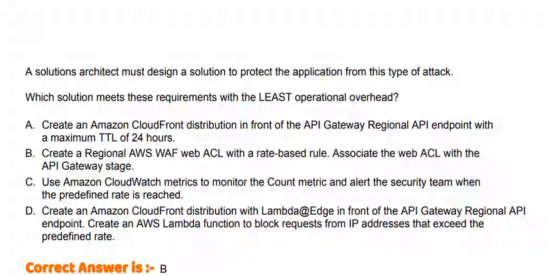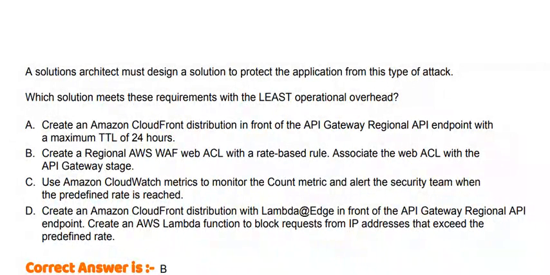Which solution meets these requirements with the least operational overhead? Option A. Create an Amazon CloudFront distribution in front of the API Gateway regional API endpoint with a maximum TTL of 24 hours. Option B. Create a regional AWS WAF web ACL with a rate-based rule. Associate the web ACL with the API Gateway stage.